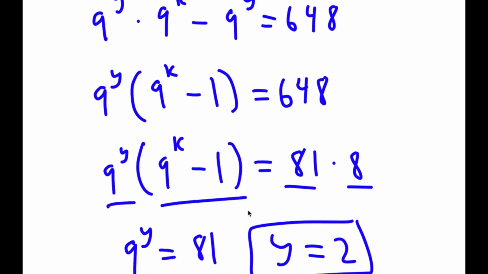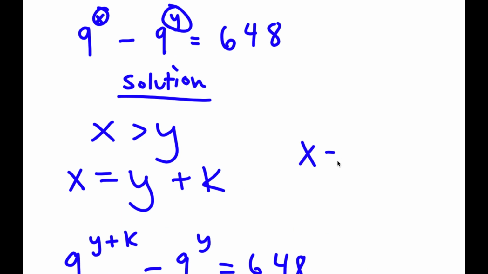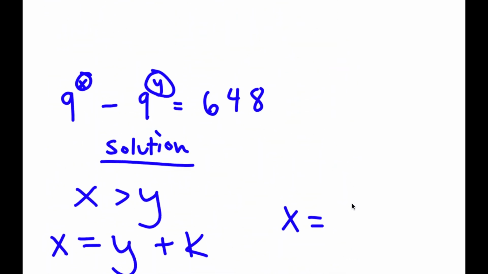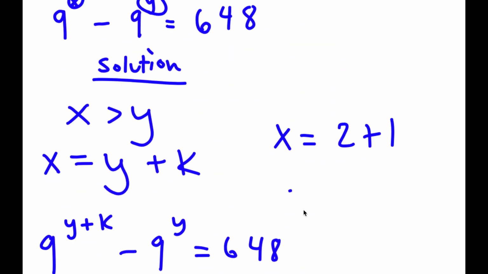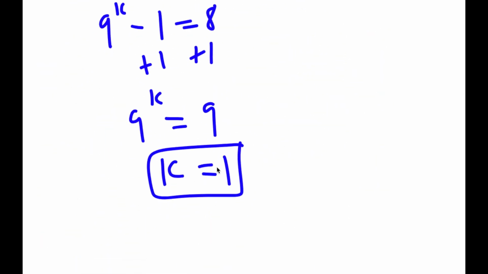So now that we have the value of y and k, remember x is equal to y plus k, meaning x is equal to 2 plus 1. So x is equal to 3. So x is equal to 3, y is equal to 2, and k is equal to 1.